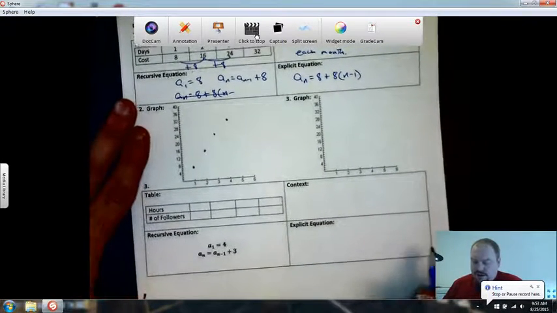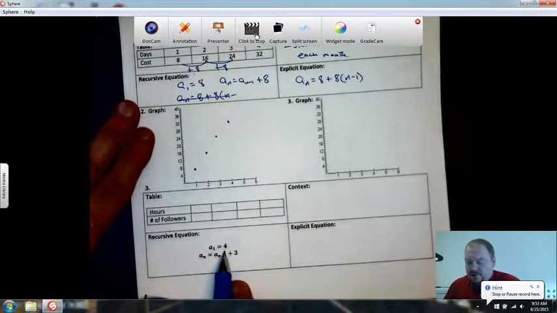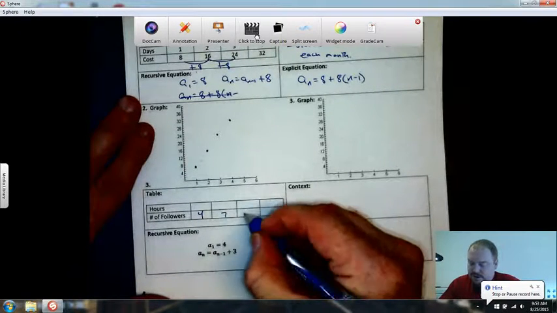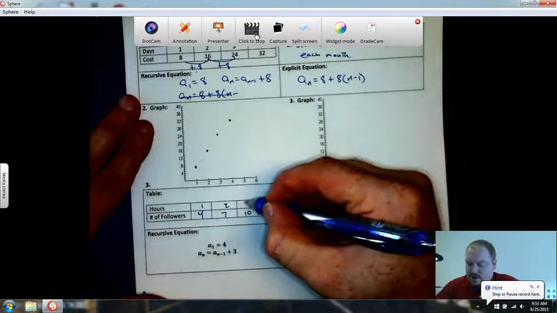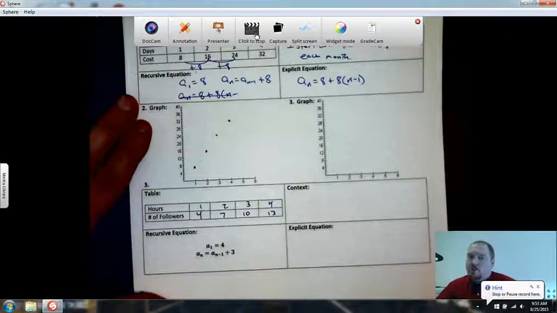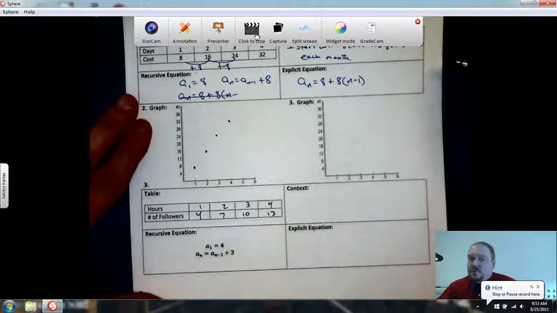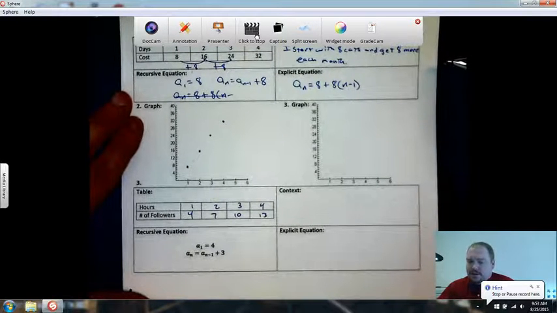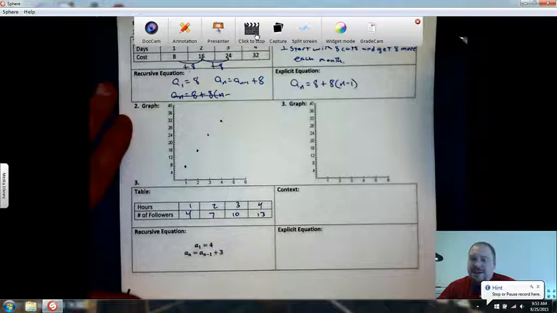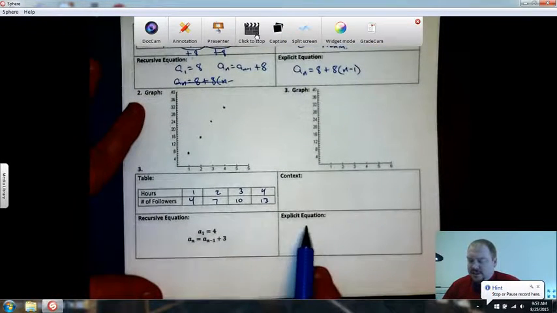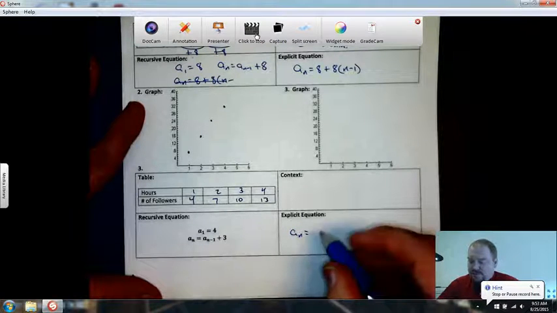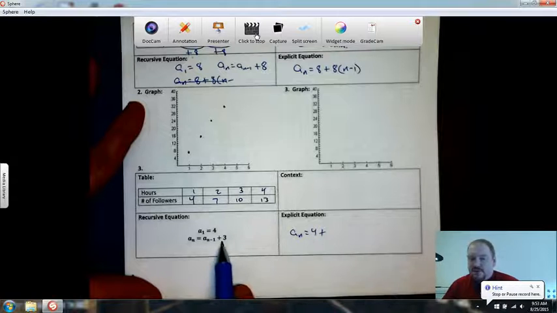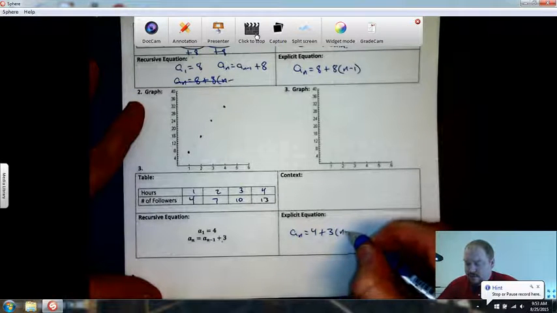So, they tell us we start with 4. It goes up by 3. So, 7, 10, 13. So, ours would be 1, 2, 3, 4. We always start with 1 and assume it's 1 unless we are told otherwise. Okay, and how you deal with that, we'll talk about in class. The explicit equation, I could look at this and say, okay, a sub 1 is 4, that's what I start with. My common difference is 3, n minus 1.